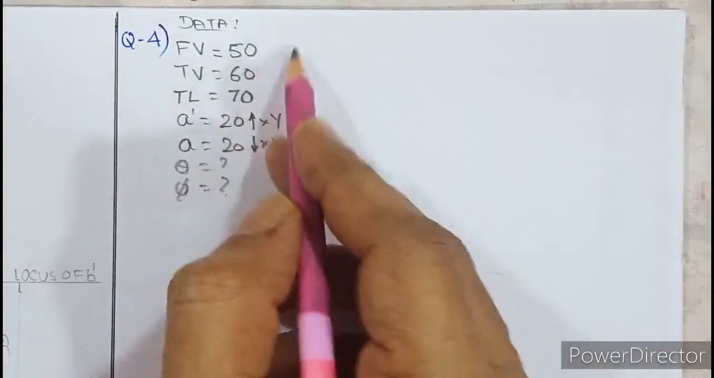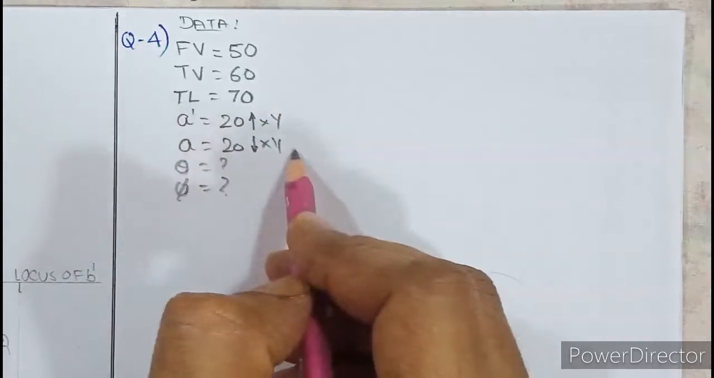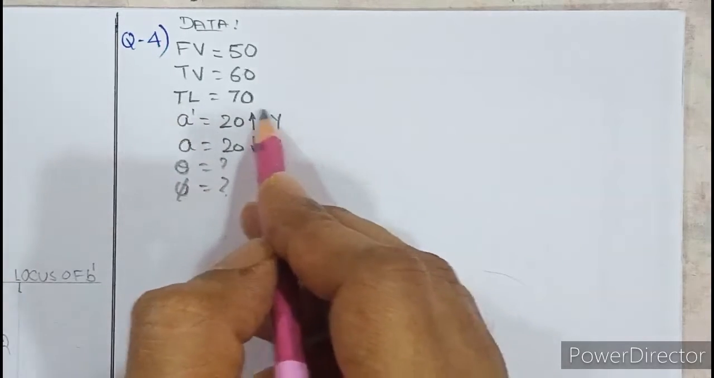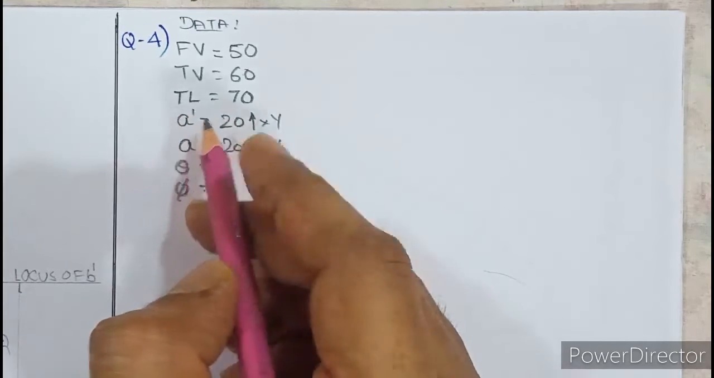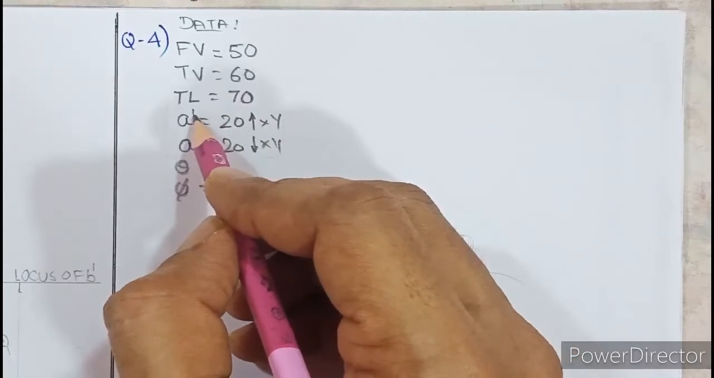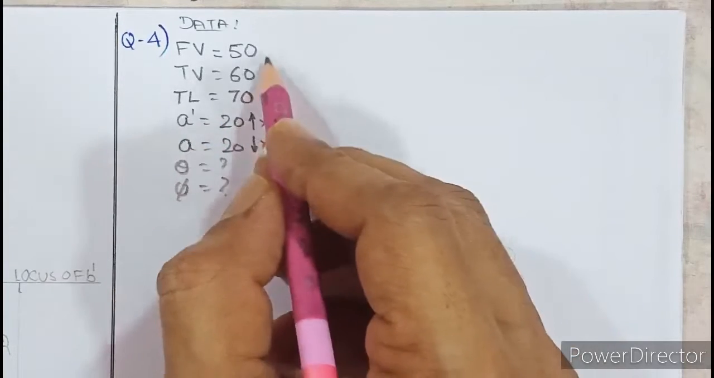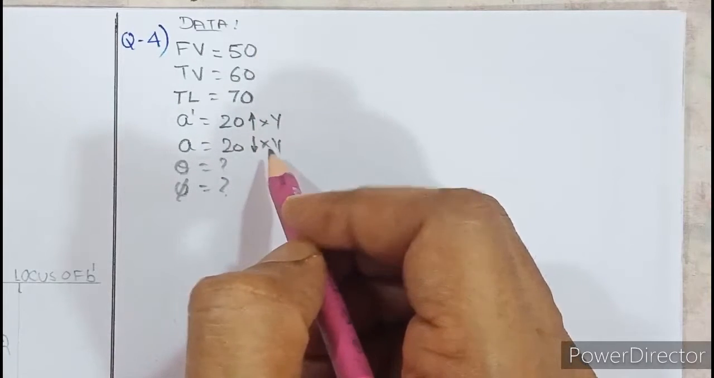Now carefully examine the data, that is called the position data. Here in the question, they have mentioned only about A. So point A is well defined. What do you mean by well defined? Well defined means the distance of A dash and A from XY is known. But they have not mentioned anything about B.